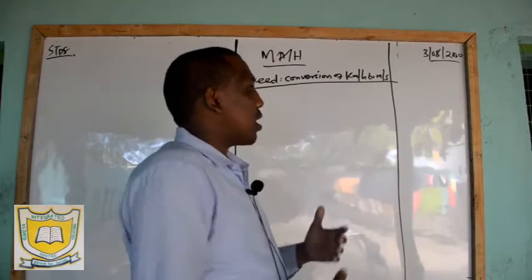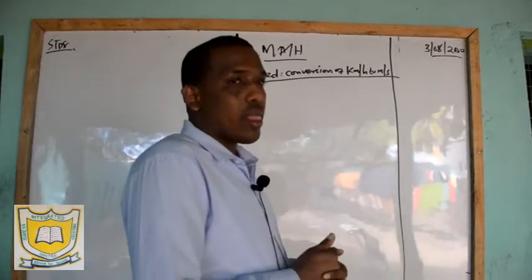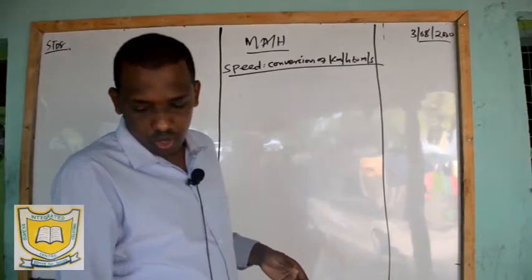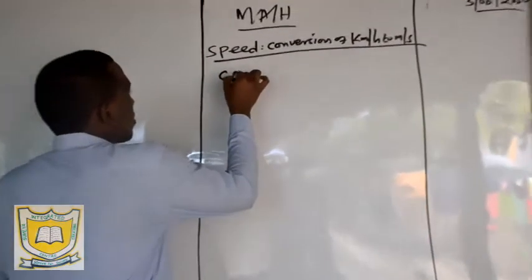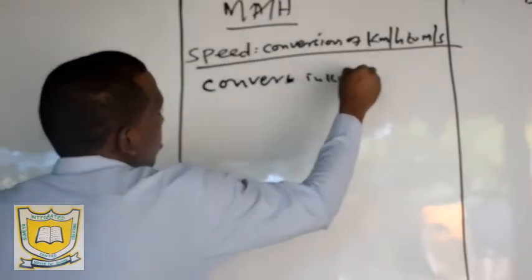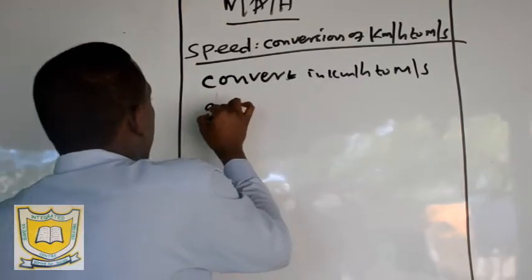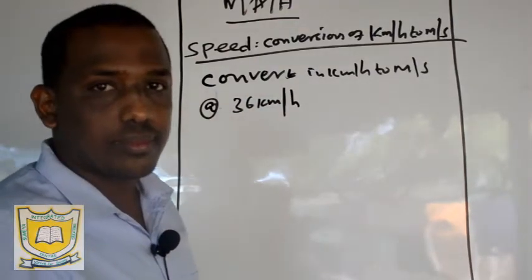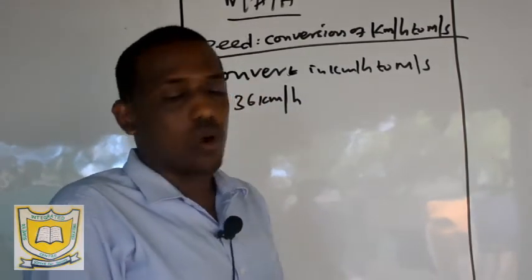The vehicle, or the person, may have covered, for example, 60 kilometer per hour, for every 1 hour. Then you will be told to change that into meter per second. So here is a question: convert kilometer per hour to meters per second. Convert means you change. You are told 36 kilometer per hour. We are changing this into meters per second now.